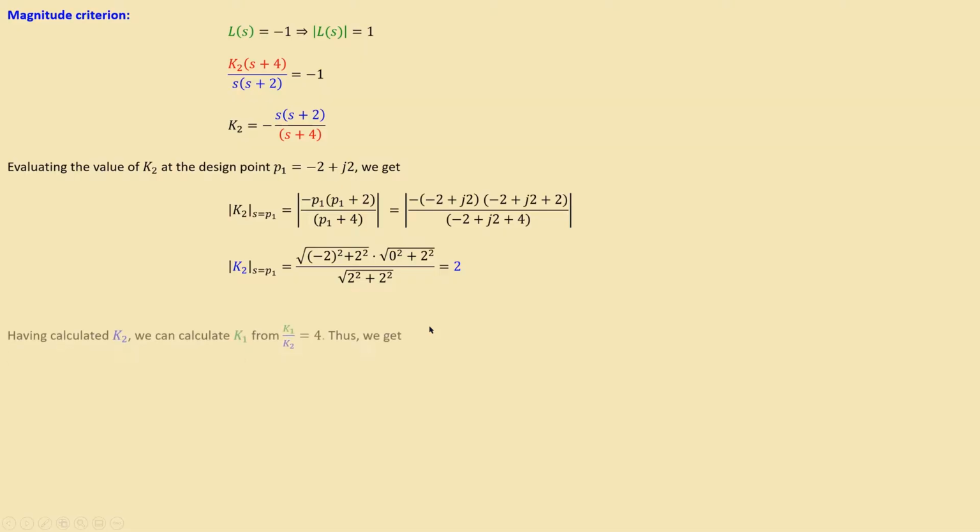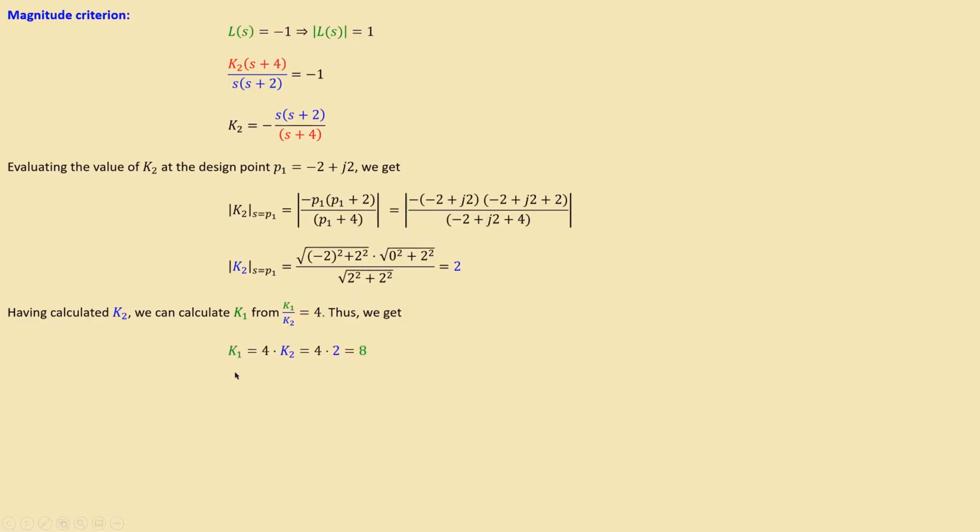Now, having calculated K2, I can of course now calculate also K1, because I already know the ratio. We have already determined that from the angle criterion. So I can now say K1 is 4 times K2. Since K2 is 2, I can say 4 times 2, which is then 8. Now I have all the necessary information for my controller. The PD controller is given by, again, K1 plus K2 S. What was K1? 8. What was K2? 2. Now, this is the expression.